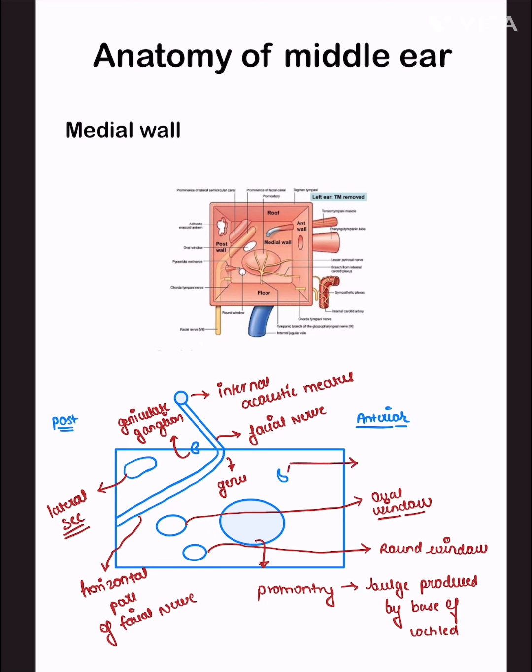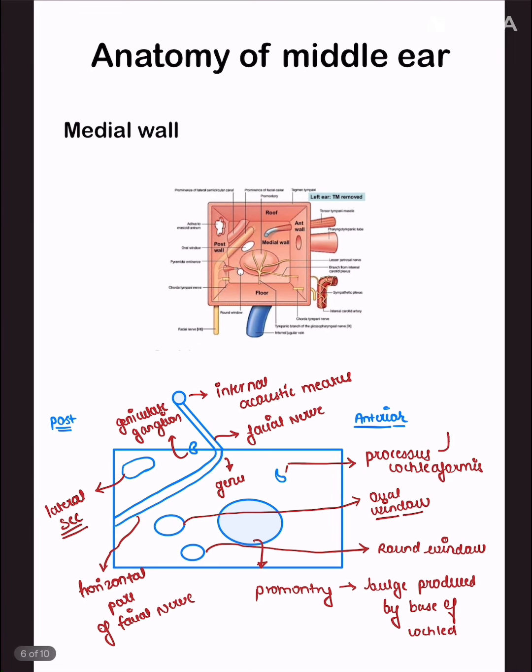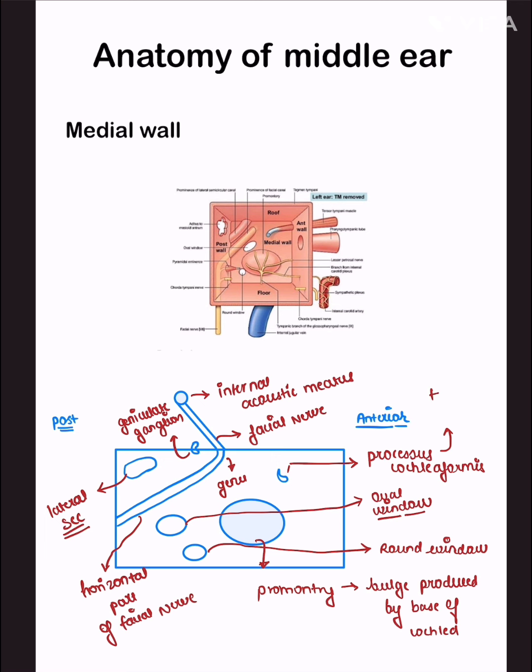This is processus cochleaformis. From here, the tensor tympani muscle, which comes from the anterior wall, takes a turn and is attached to the handle of the malleus.